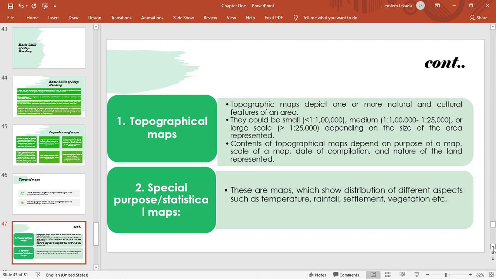So when we see a topographical map, this is a map that portrays terrain features in a measurable way, usually through use of contour lines, as well as the horizontal positions of the features.